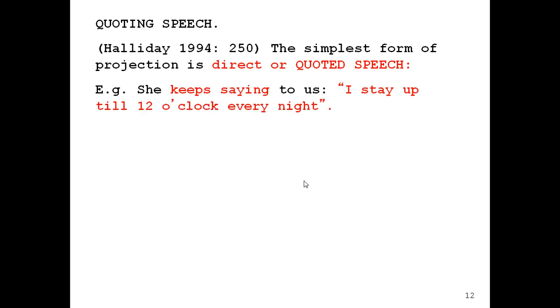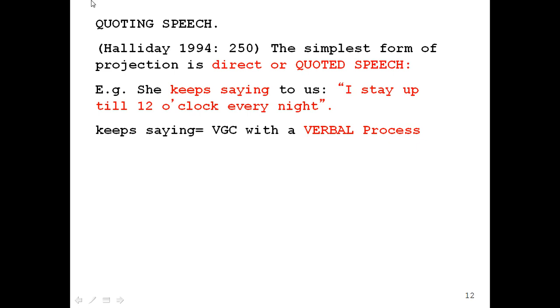Okay, she keeps saying to us, inverted commas, I stay up till 12 o'clock every night. So this is an example of what Halliday refers to as quoted speech. Keep saying is a verbal group complex, and it is a verbal process. We don't look at keep, or we do, but only because it's part of the verbal group complex, but the actual process is instantiated not by keep, but by saying. So that's why it's a verbal process.